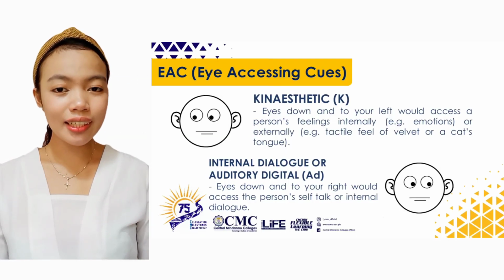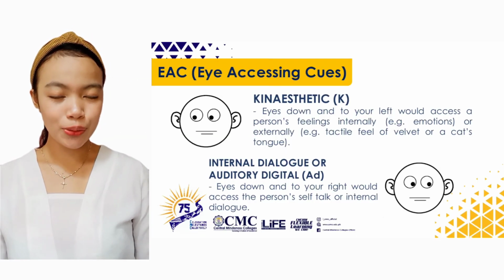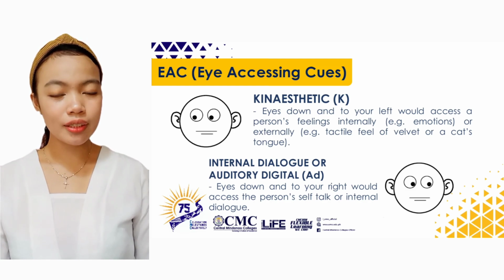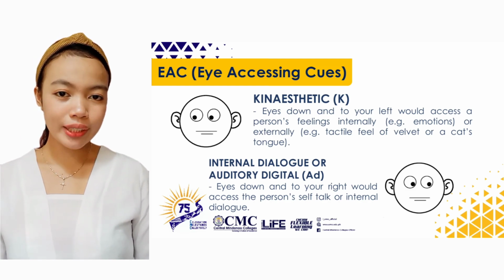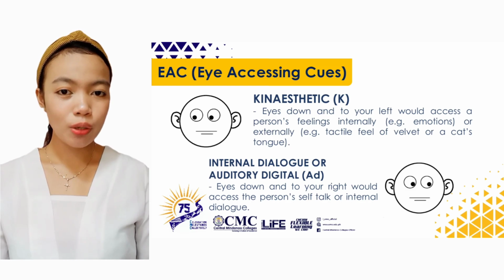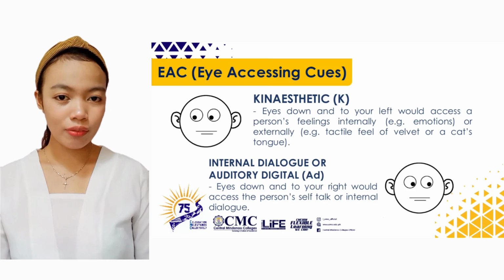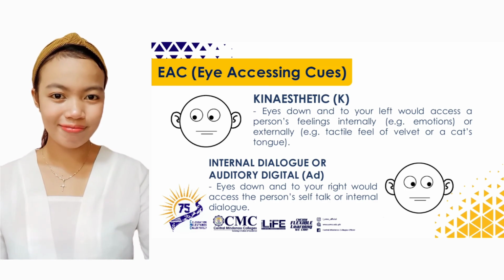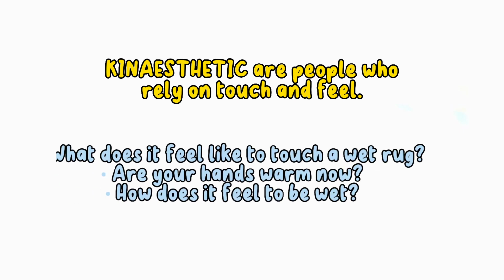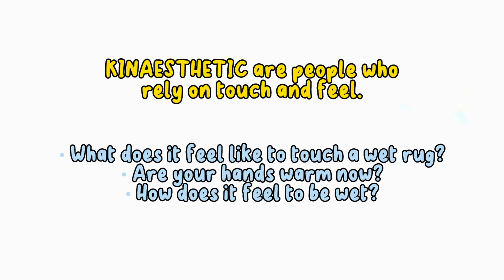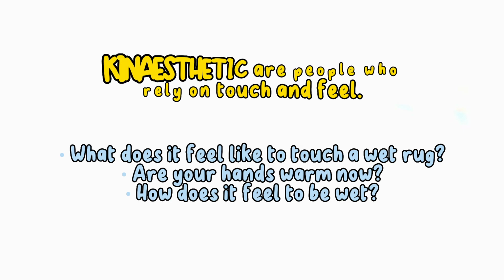Next to discuss is the kinesthetic. Eyes down and to your left would access the person's feelings internally, for example, your emotions, or the tactile feel of velvet or a cat's tongue. Kinesthetic are people who rely on touch and feel as a representation system. A good question would be, what does it feel like to touch a wet rug? Are your hands warm now? How does it feel to be wet?